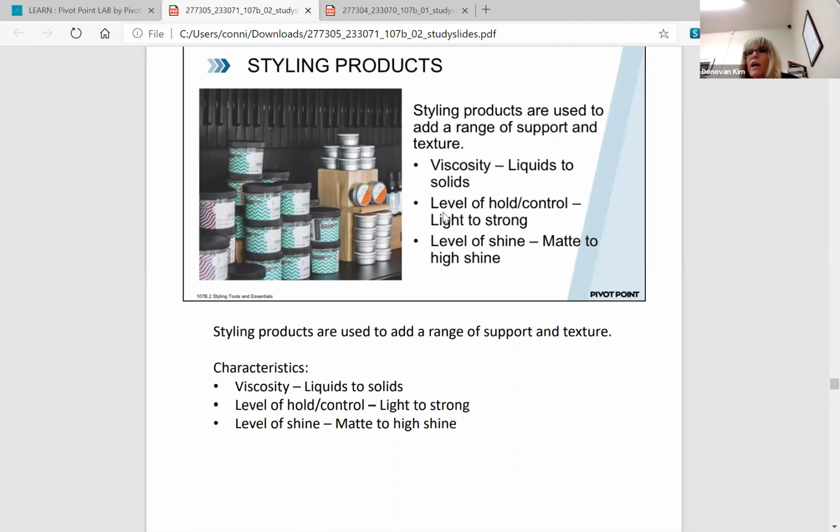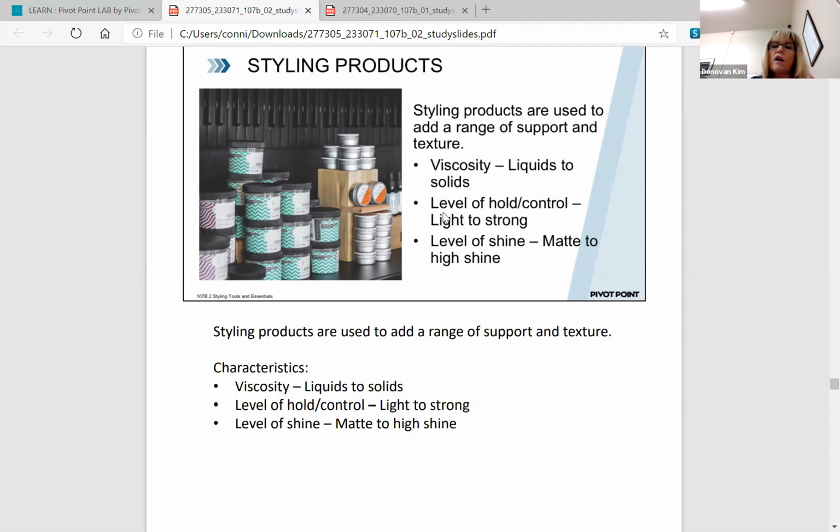Some people might want their hair hard as a rock, and other people might want to comb it throughout the day. Some people don't want it shiny, some people do, depending on the style. Those are some of the things you're going to have to understand about your products.